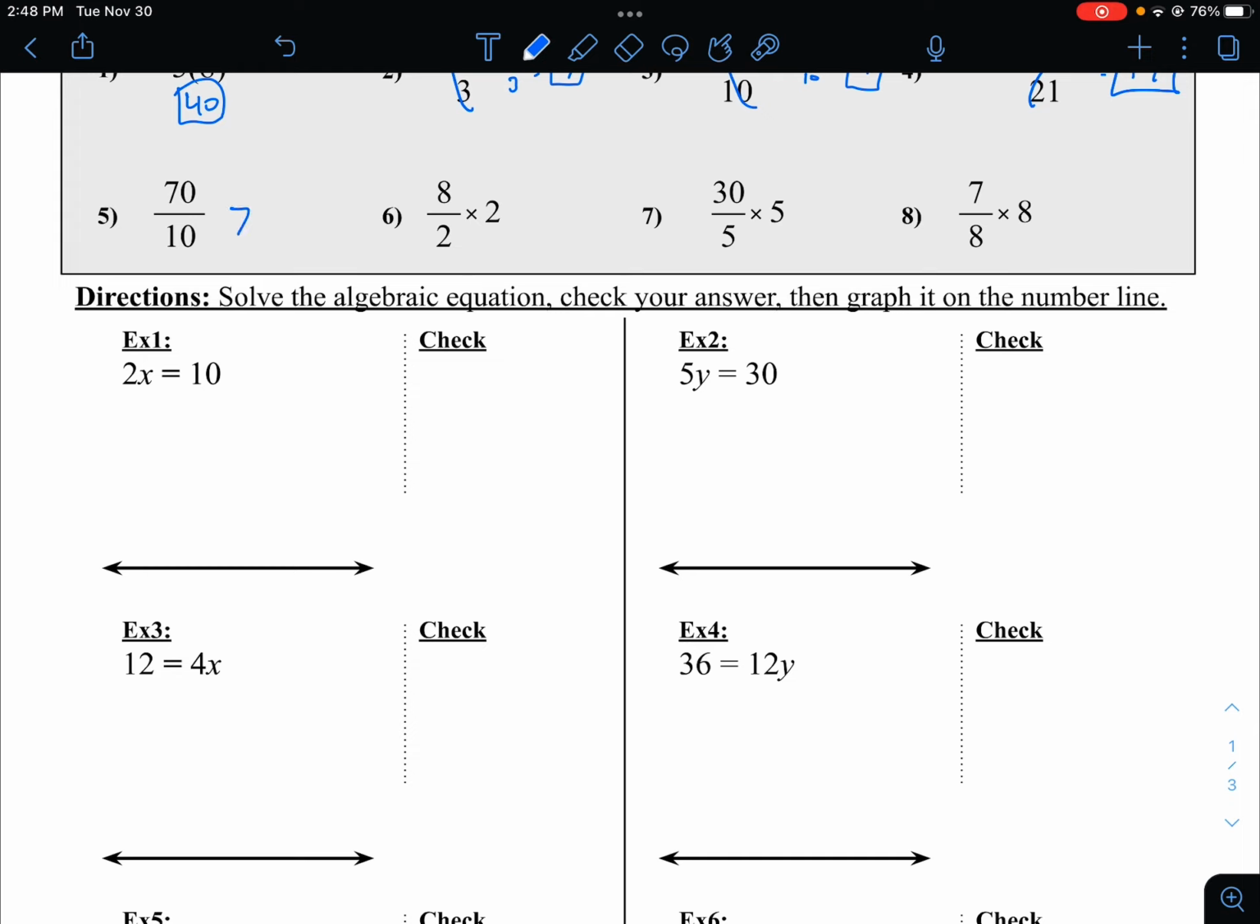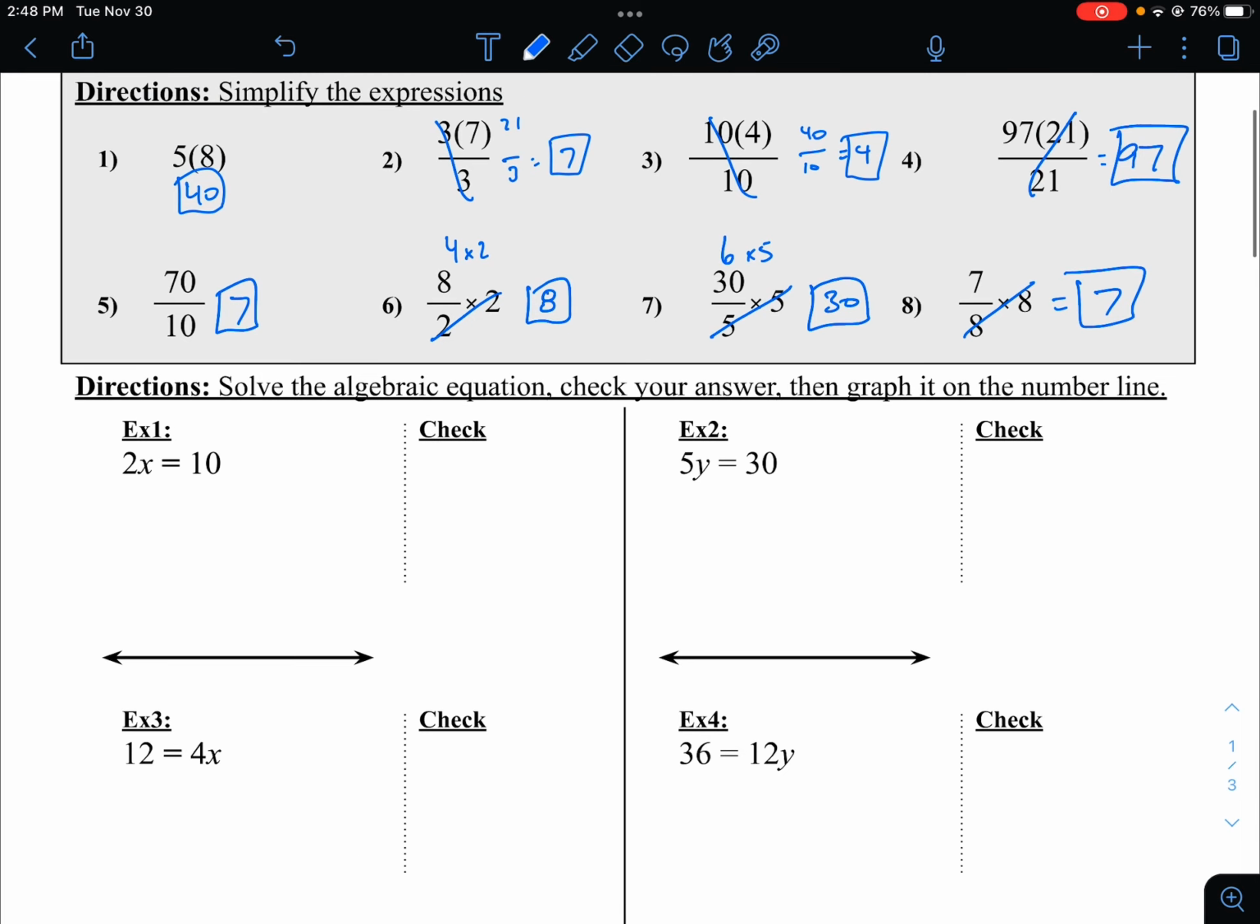Let's take a look at the bottom. 70 divided by 10, that's 7. What's 8 divided by 2 times 2? Well, 8 divided by 2 is 4. But if I multiply that by 2, I get 8 again. Let's see, if I divide 30 by 5, I get 6. And if I multiply that by 5, I get 30 again. What's the pattern here? Well, if I divide a number by 2 and then multiply by 2, I get my original number again. Divide by 5, then multiply by 5 again, I get my original number. 7 divided by 8 times 8 equals 7. So if you are dividing and multiplying by the same number, they cancel each other out.